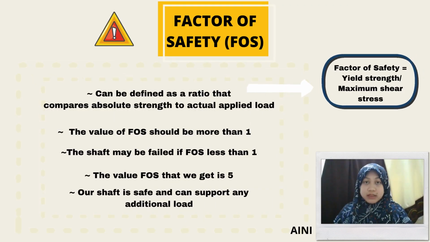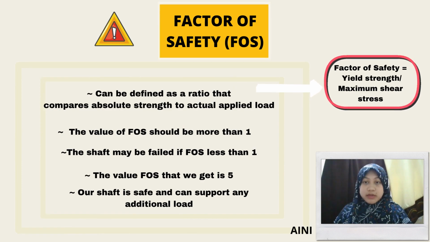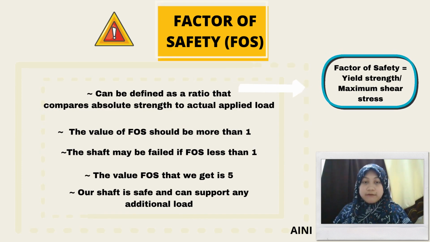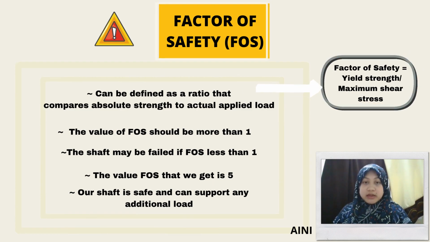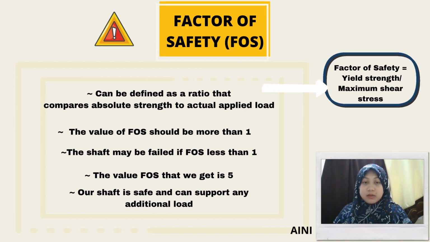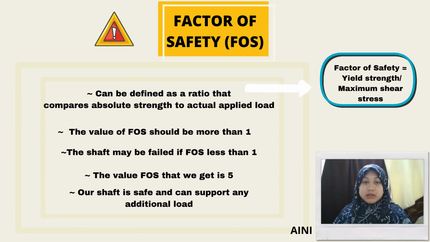Factor of safety can be defined as a ratio that compares absolute strength to actual applied load. The value of the factor of safety should be more than 1. This is because the shaft may fail if it is less than 1. We can get the factor of safety by using the equation, which is yield strength divided by maximum shear strength.